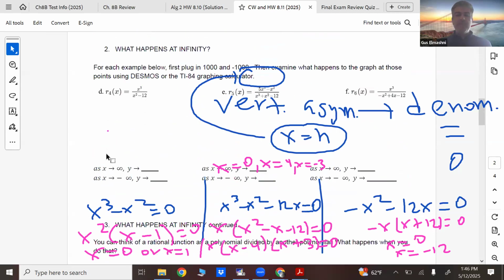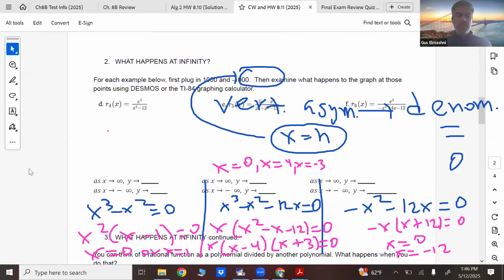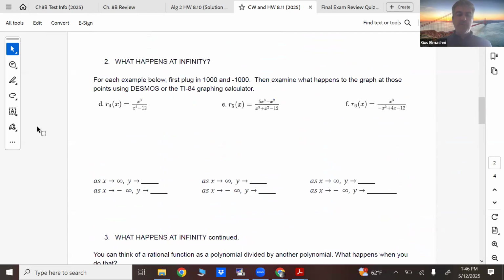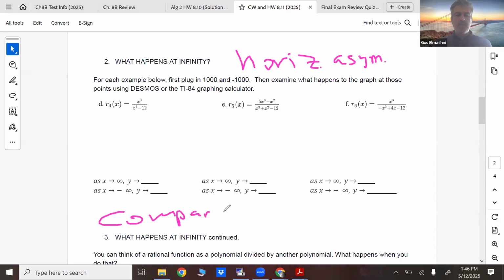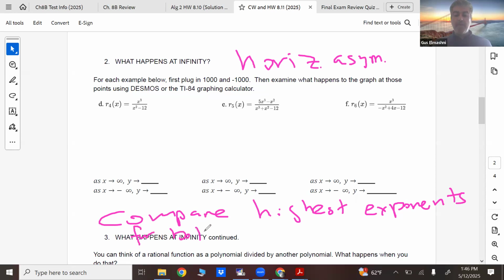Okay. Next up, horizontal asymptotes. We talked about vertical, now let's talk about horizontal asymptotes. We're going to ask this as well. Horizontal asymptotes are a little tricky. What you want to do is simply compare the highest exponents for both numerator and denominator. That's all we're doing. I want the highest exponent for both numerator and denominator. We're going to compare them.